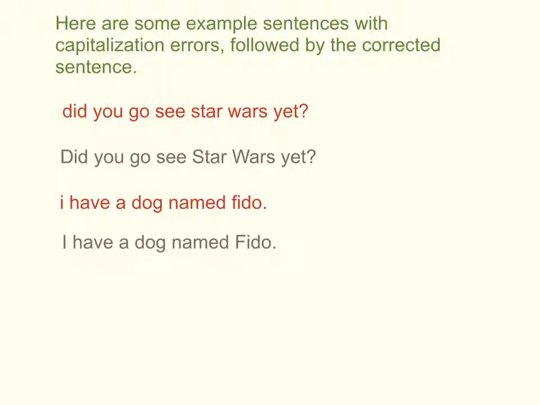I have a dog named Fido. As you can see in the corrected sentence, I and F are capitalized. I is capitalized because it is the first word in the sentence. Fido is capitalized because it is the name of the dog.